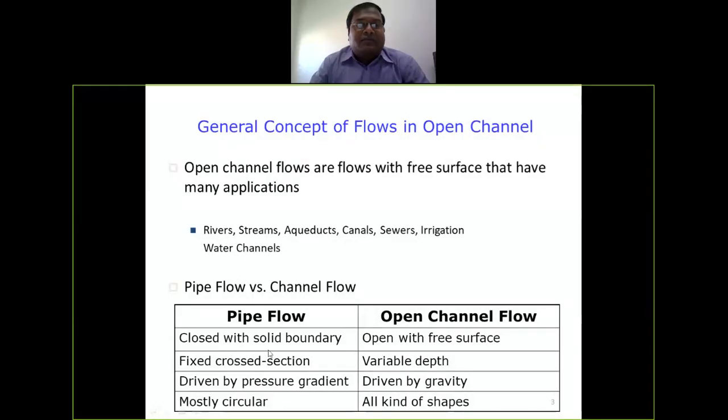Second point: in pipe flow there is a fixed cross section, whereas in open channel flow there is variable depth. Third point: pipe flow is driven by pressure gradients, whereas open channel flow is driven by gravity force. Fourth point: pipe flow is mostly circular, we generally consider a circular pipe, whereas open channel flow has all kinds of shapes, such as rivers, streams, aqueducts and canals. This is a very general comparison of pipe flow and open channel flow. You can write it in your own words also.